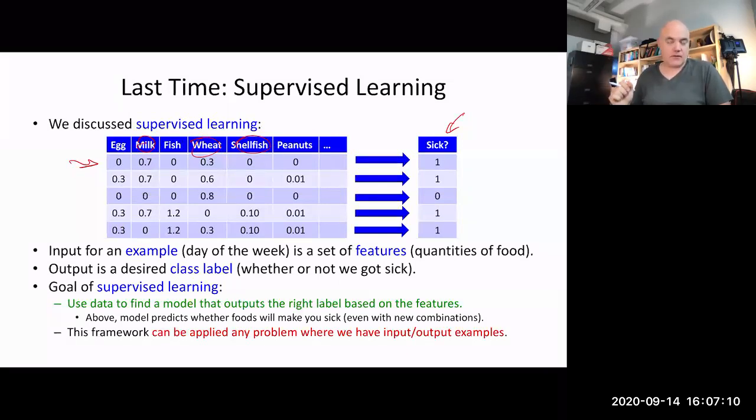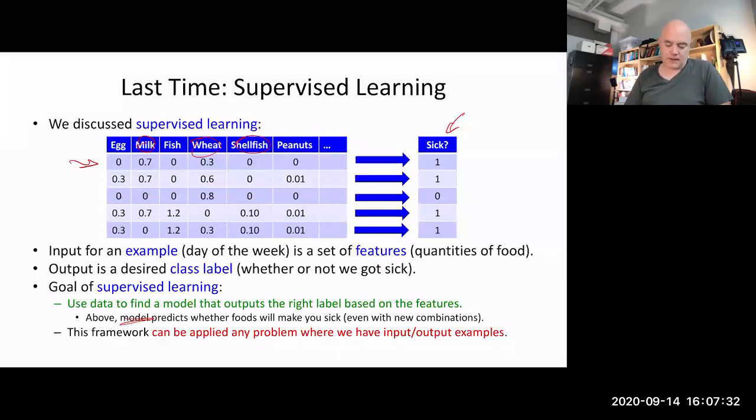Okay, great. So the goal of supervised learning is to use data to find some model that outputs the right label based on the features. Okay, and here the model, which we're going to talk about, conditional models mostly, right? The model predicts whether foods will make you sick, even with new combinations. So again, some new day comes along, I eat a bunch of stuff, and I'm like, am I going to get sick or not? I really want to know. If I'm going to get sick, I'm going to take a Benadryl.